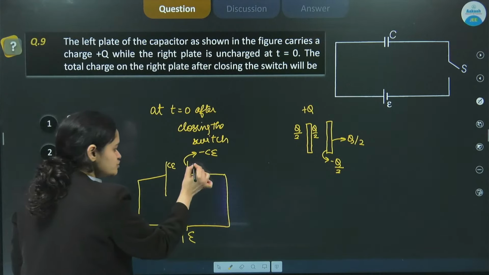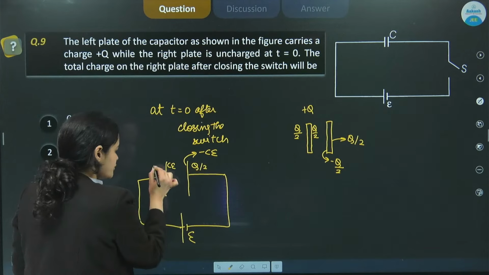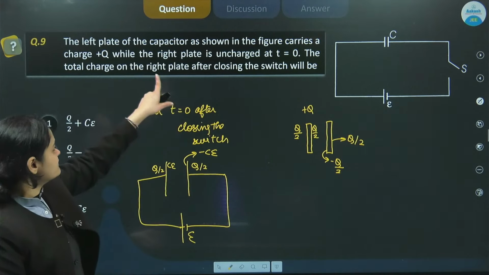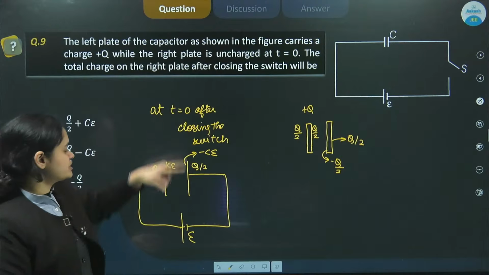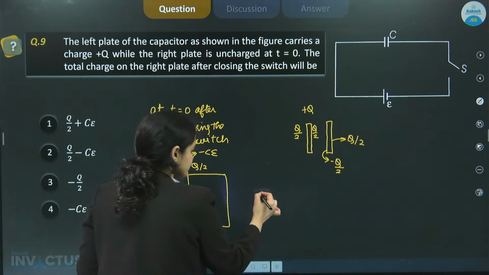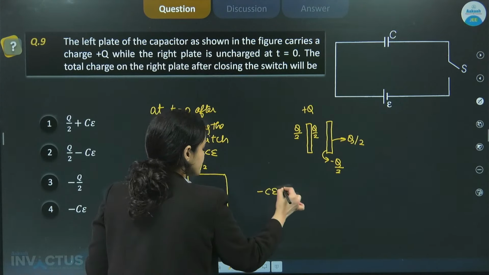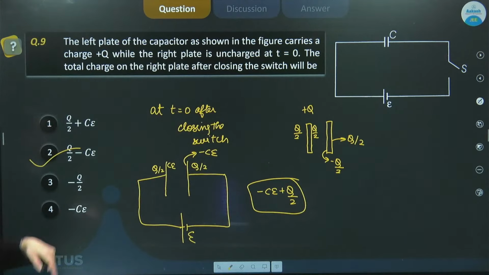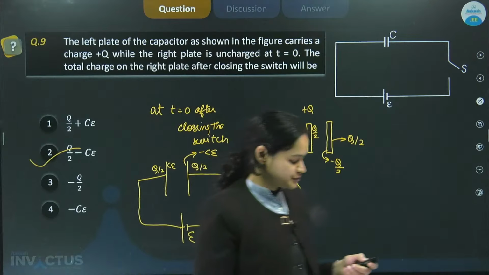Fine. So there was already plus Q by 2 on the outermost surface over here. So the inner plates are getting the charge. So finally we have to find out the net charge on the right plate. So the net charge on the right plate is going to be minus CE plus Q by 2. Alright, so Q by 2 minus CE is going to be the answer for this question. Okay?